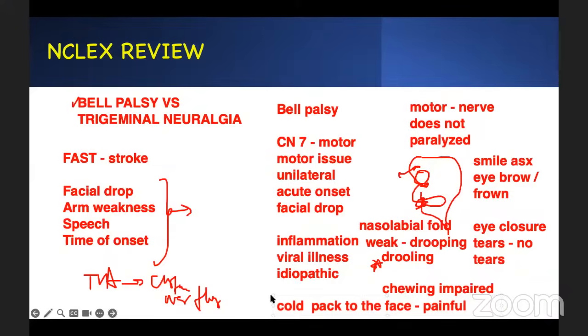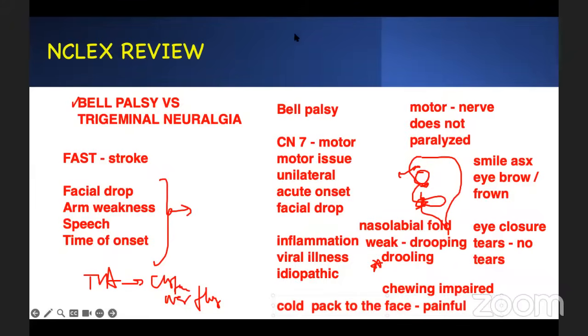So the last one is very, very important. If you put a cold pack on your face, it's going to be painful. You tell them not to do that. So these are all the signs and symptoms you expect. Smiling is affected. The eyebrow is affected. They can't close their eyes. They can't make tears. They drool from the side of their mouth, and they can't chew properly. And they don't like cold stuff on their face. Based on that, you can treat them.